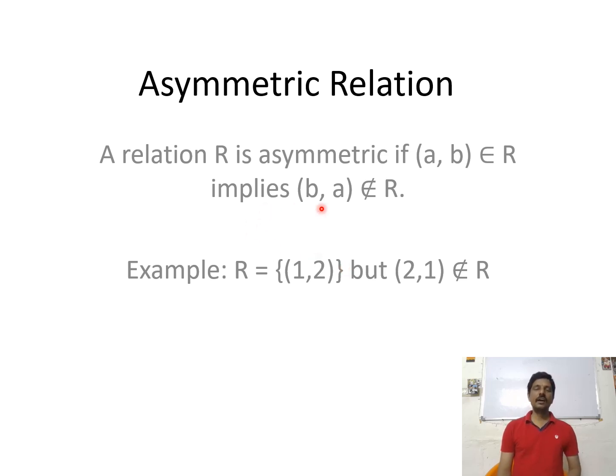Asymmetric. A relation R is asymmetric if A comma B belongs to R implies B comma A does not belong to R. Okay, did you get the point? If A comma B belongs to R, then B comma A should not be there, and only then it is said to be asymmetric. So R equals 1 comma 2 is a relation, but 2 comma 1 does not belong to R. If 1 comma 2 is there and 2 comma 1 is also there, then it is called a symmetric relation. If 1 comma 2 is there and 2 comma 1 is not there, then it is said to be an asymmetric relation. Clear?